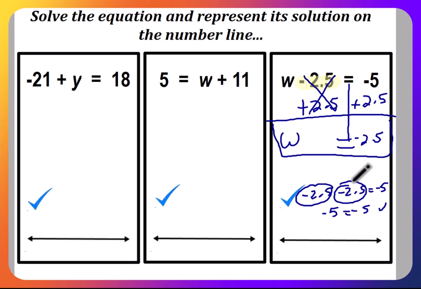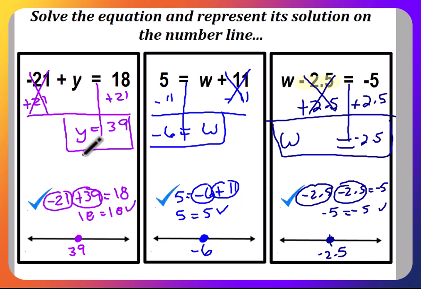Now to draw the solution on the number line, I'm okay with you just having the solution. You don't really need to put a 0 on the number line and have a 1, 2, or a negative 1, negative 2. Just put the solution. W equals negative 2.5. So this is going to be my negative 2.5. Label it on there, and then place a filled-in dot. And that's the solution. So go ahead, pause the video, work the remaining 2 examples, and then come back and check to see how you did.